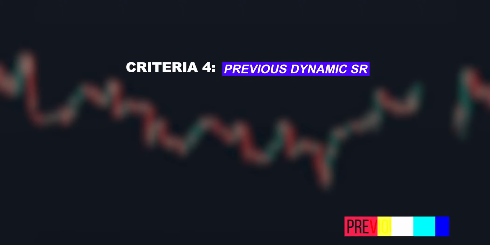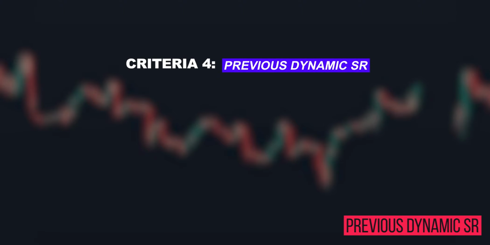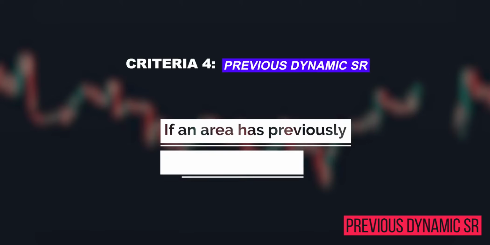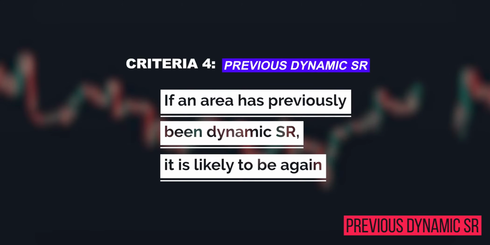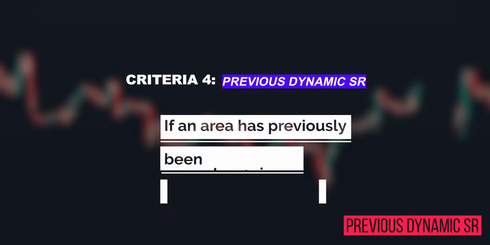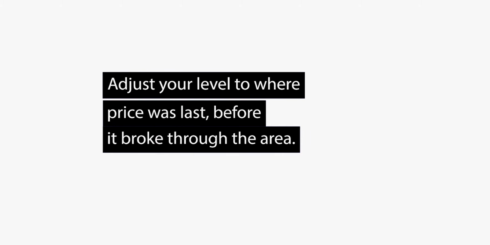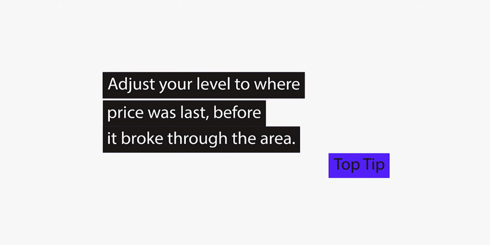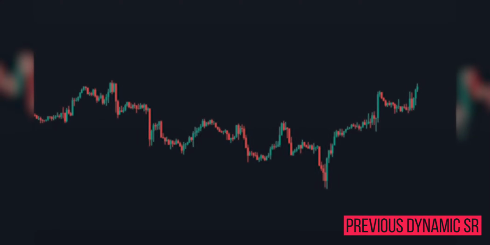The fourth factor is looking for levels that have been tested as both support and resistance. This makes perfect sense, as if we want to find areas of interest that are likely to be dynamic, using areas that have previously been dynamic support and resistance is likely to lead to a good outcome. When utilising this criteria, a really useful hint would be to adjust your levels depending on where price was last, before it broke through this level. This sounds complicated, so let's get straight into an example.